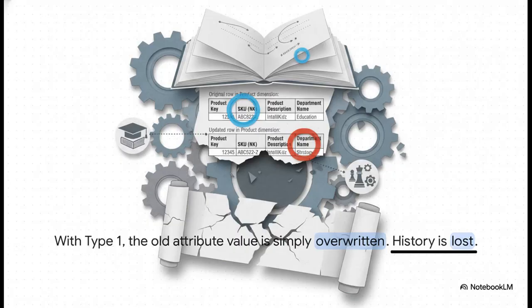Just look at this. The product used to be in the education department. The business reorganizes, and now it belongs to strategy. With Type 1, the education value is just gone, wiped out. As far as your database is concerned, it was never in the education department. Now, this is super easy to implement, but the damage is huge. Try running a report on last year's sales by department. Your numbers for education will be completely wrong. Your history is now fiction.